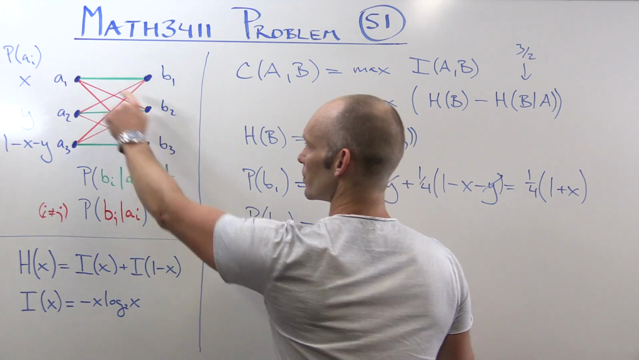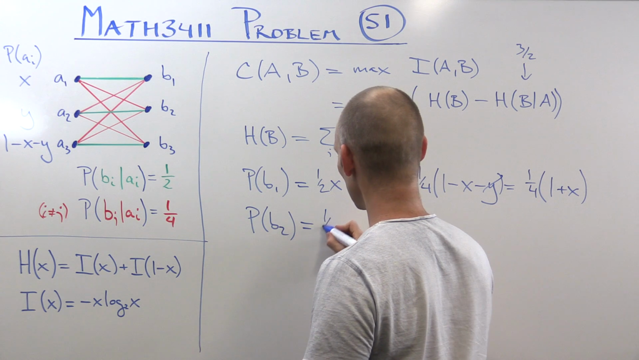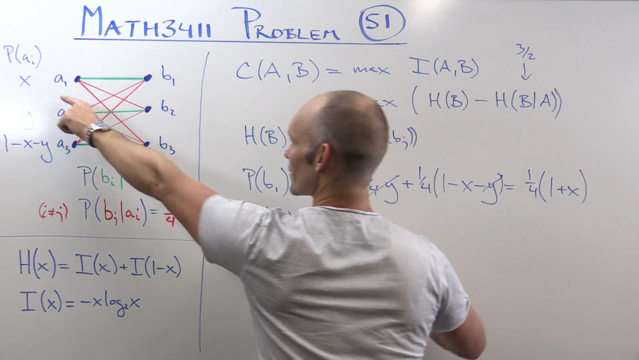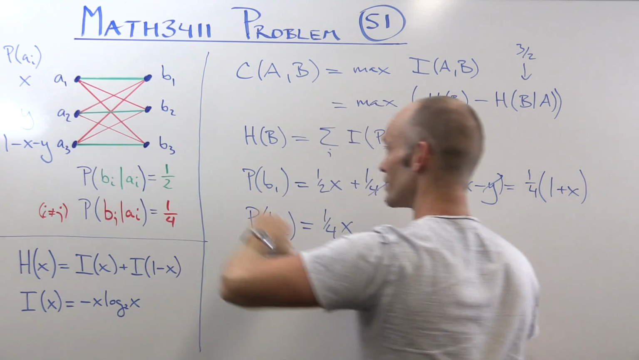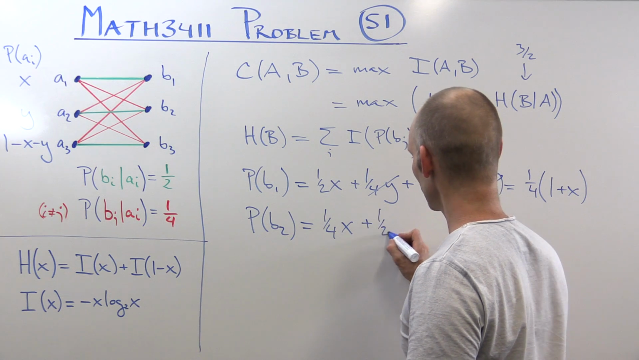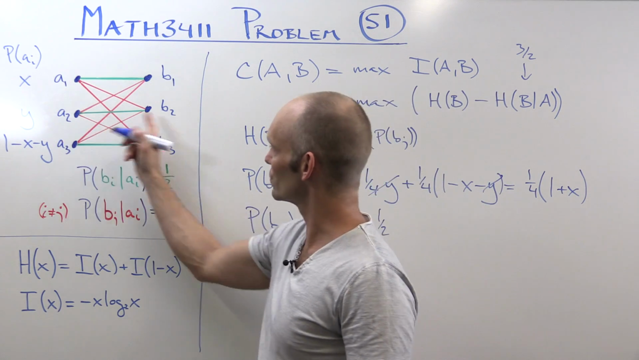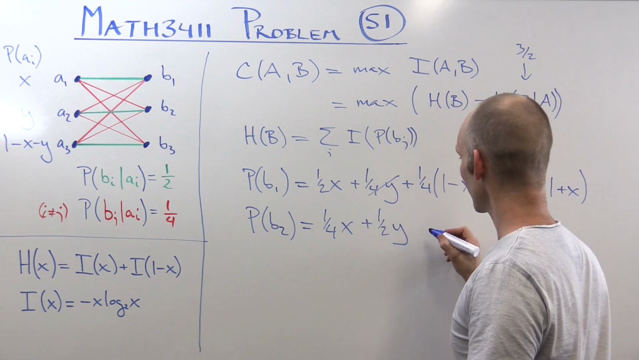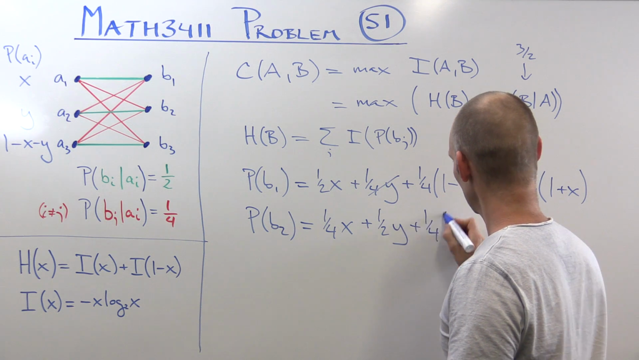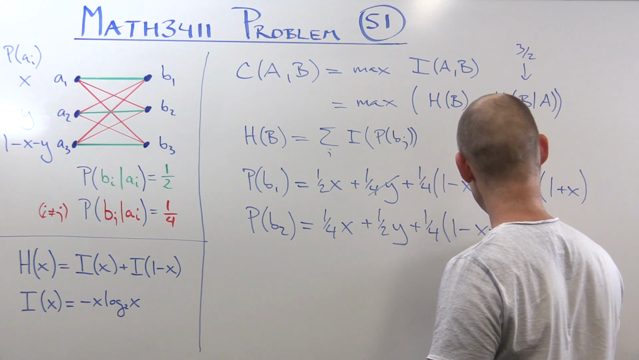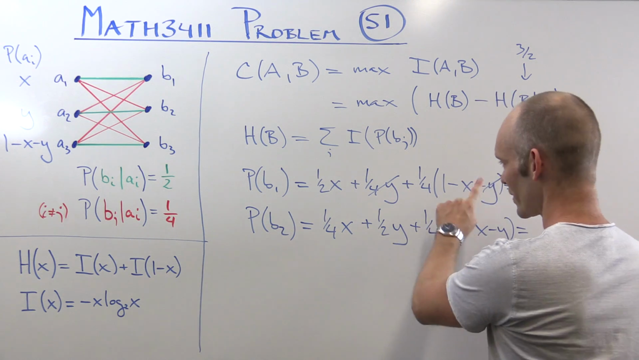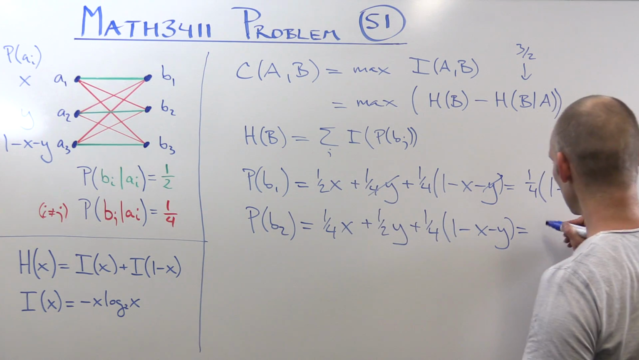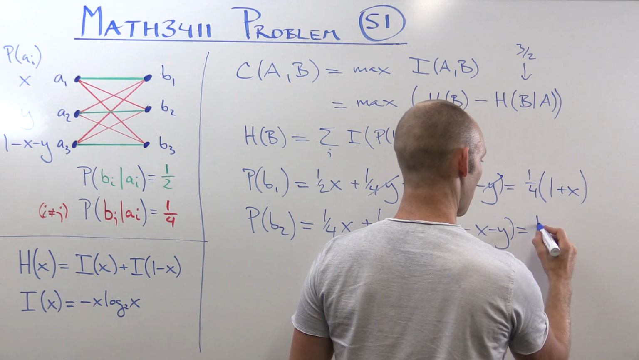For B2, we have to get to B2 from these three symbols here, so we've got a quarter chance of getting from A1 to B2, and again we have probability x of sending A1. Then we have a half probability of getting from A2 to B2, and we've got y probability of sending A2, and then we've got a quarter times this last term again, and all that we've done here is just to change x and y around in these terms. So here we're just replacing x by a y.